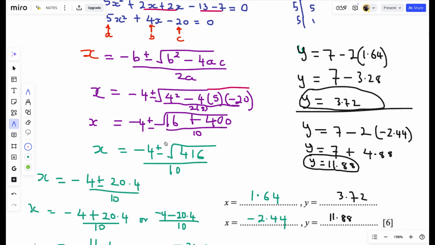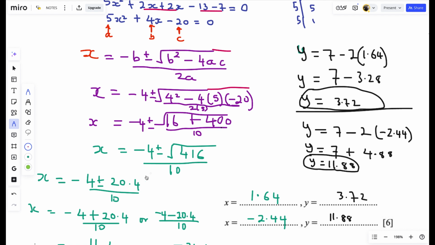This square root is only for the numerator. It doesn't cover the denominator. Remember that when you write the root. So we go to the next step. We say minus 4 plus or minus. We add this and this together: 16 plus 400, we get 416, all over 10. Root 416 over 10. Now we find the root of 416.